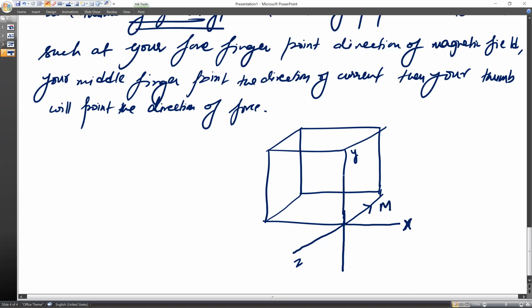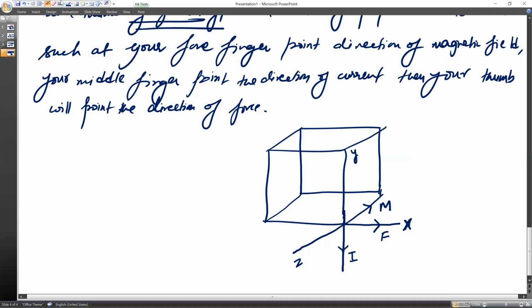And this is my middle finger that is representing the current I. Then which axis, the positive x-axis or negative x-axis, will represent the force? Positive x-axis will represent the force. Okay, got it? Yes, sir.